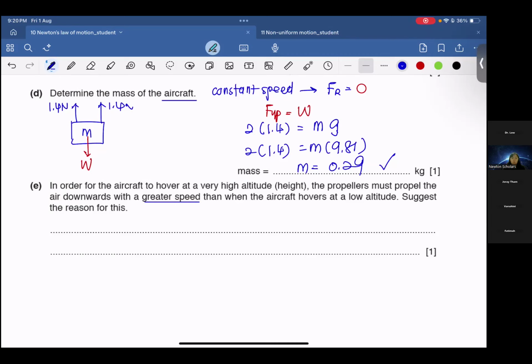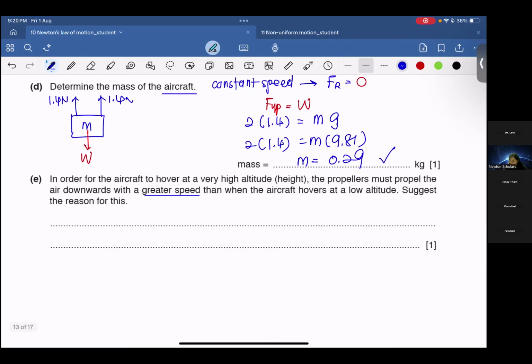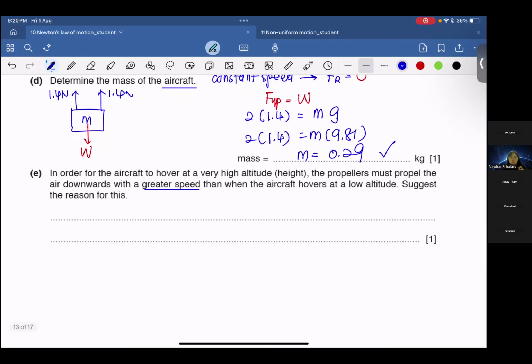So here, can you suggest why, when we are going to the higher altitude, we need to move faster, to propel the air particle downward faster? Let me give you some hints. When we try to go to a higher altitude, is it easy or not easy for you to breathe? Inhale, exhale, inhale, exhale. Easy or not easy?